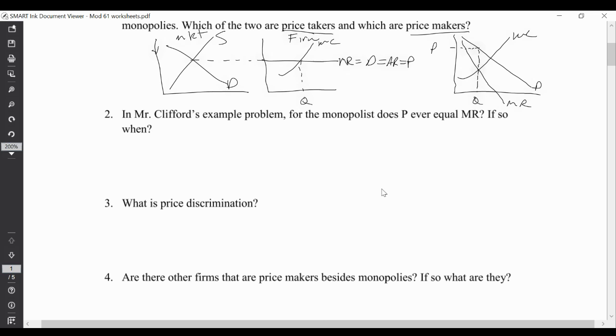Next, number two says, in Mr. Clifford's example problem for a monopolist, does price ever equal marginal revenue? If so, when? They do. They are the same, yes, but this is only for the first unit of production.